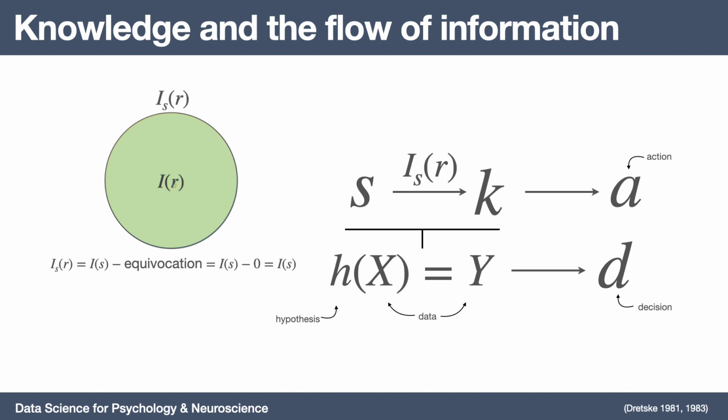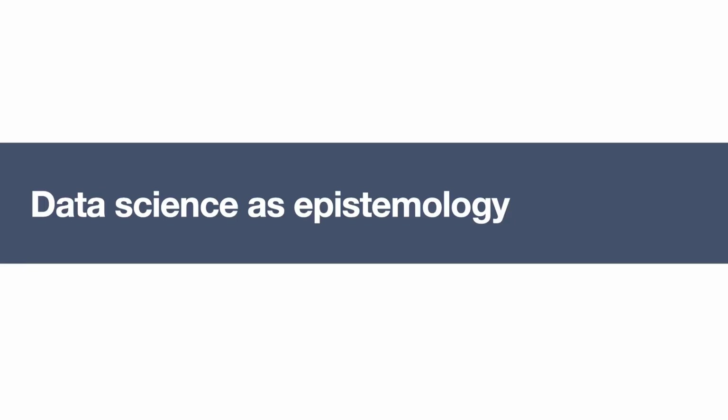Now, what I'm going to do in this next phase of the class is build off of Dretske's idea and expand it into the case where you allow some degree of uncertainty in the definition of knowledge itself. This is where I'm going to push data science as a form of epistemology. However, to understand this, we need to take another step back and look at the theoretical basis for all of statistical learning and machine learning.